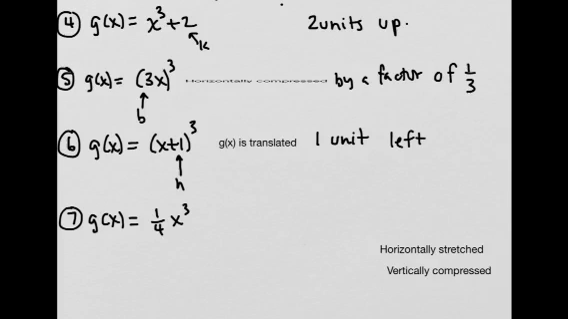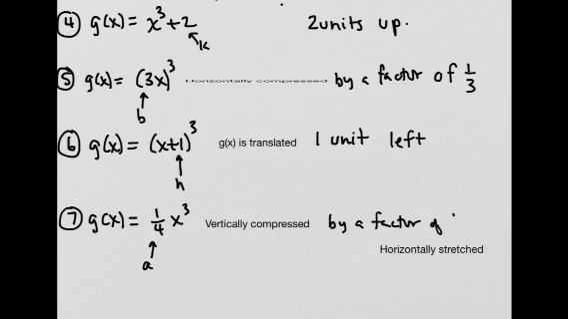Okay, for number 7, this is a, and so it's less than 1. It's between 0 and 1, so that means that we have a vertical compression. So this is vertically compressed by a factor of 1/4.